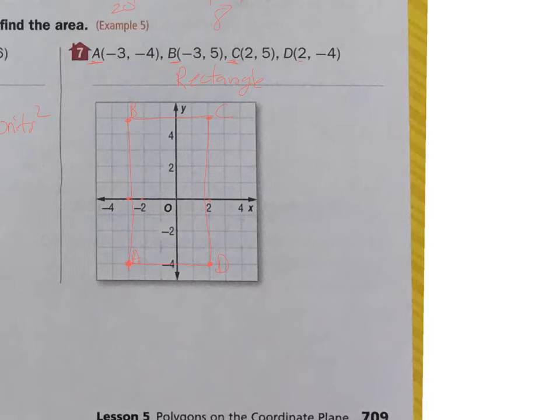Now I like to find the area of a rectangle because it's real simple. Area equals base times height. So 1, 2, 3, 4, 5. Area equals 5 times 1, 2, 3, 4, 5, 6, 7, 8, 9. 5 times 9 is 45. My area equals 45 units squared. Okay. Now there's one more problem on page 710.